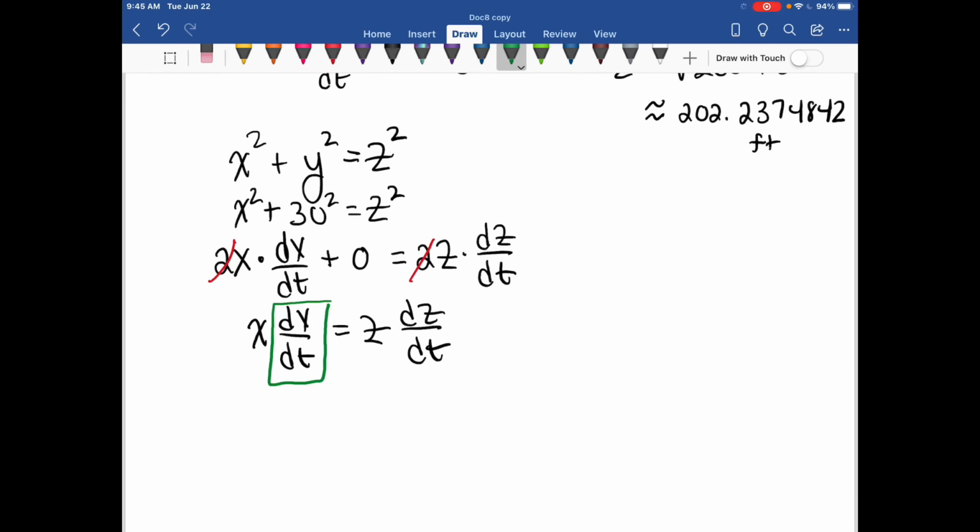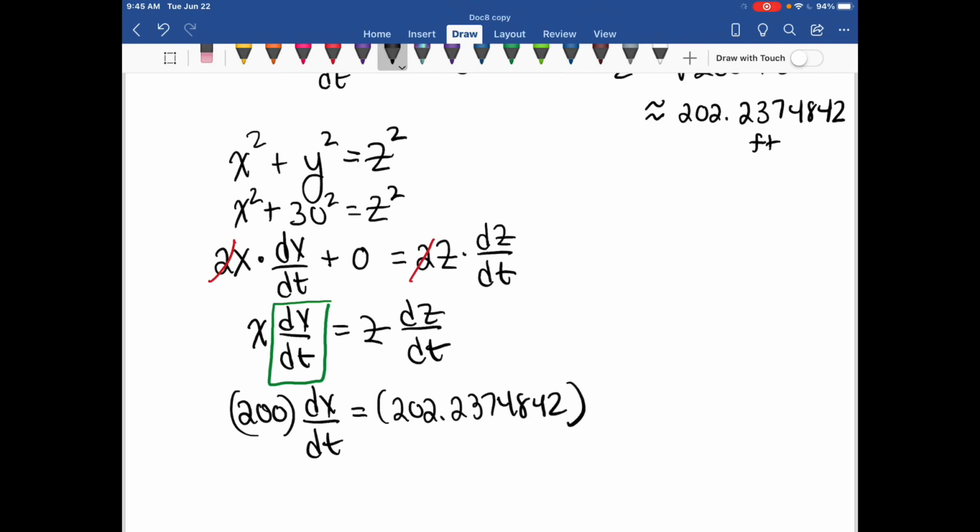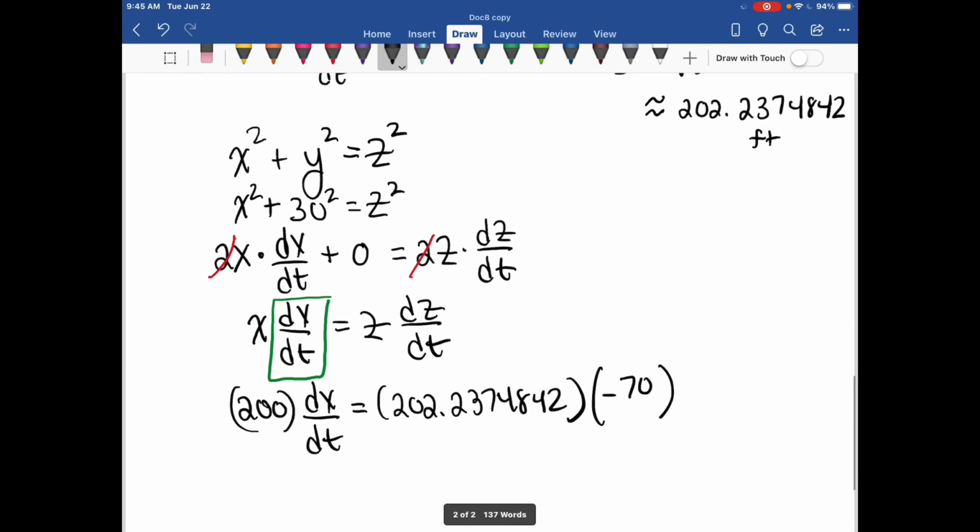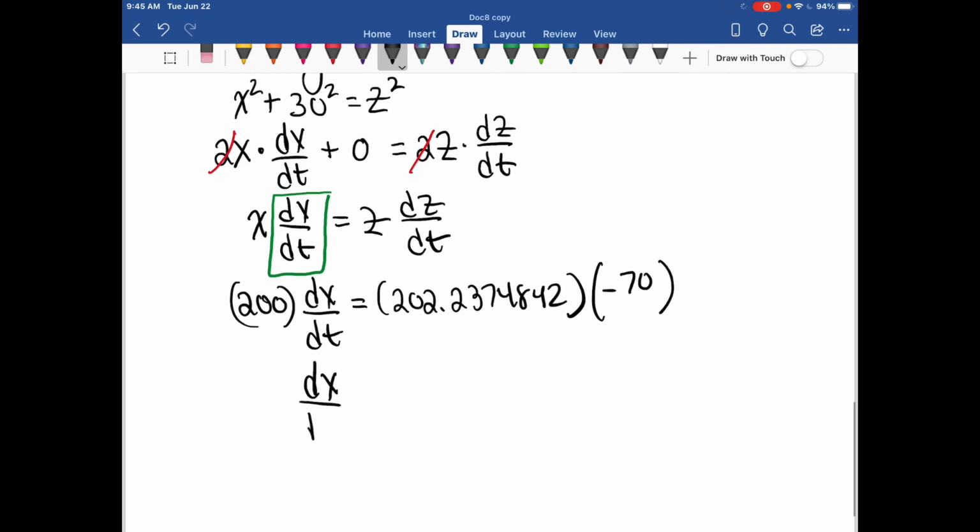I also know that the distance at the time that we're looking for that speed is 200. So I'm going to plug all this in. So I have 200 times dx/dt is equal to, now when the distance on the road is 200, using the Pythagorean theorem, we got that the value of z was 202.2374842. So I'm going to plug that in for z, and we know that dz/dt is negative 70. So now I can solve for dx/dt. When I solve for dx/dt, I'm going to get negative 70.78311947.